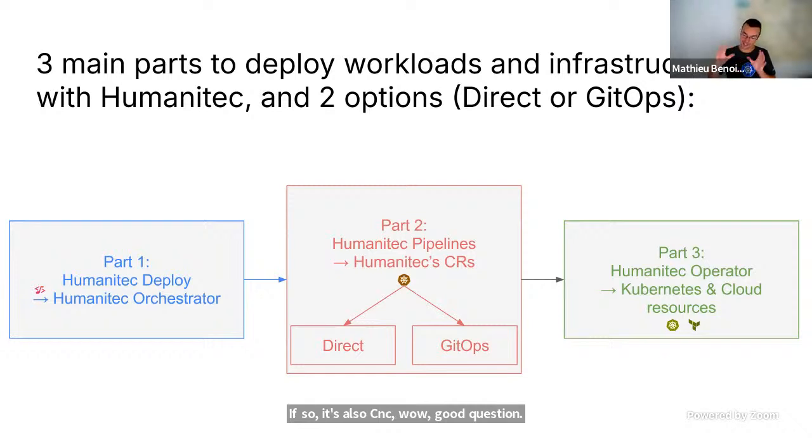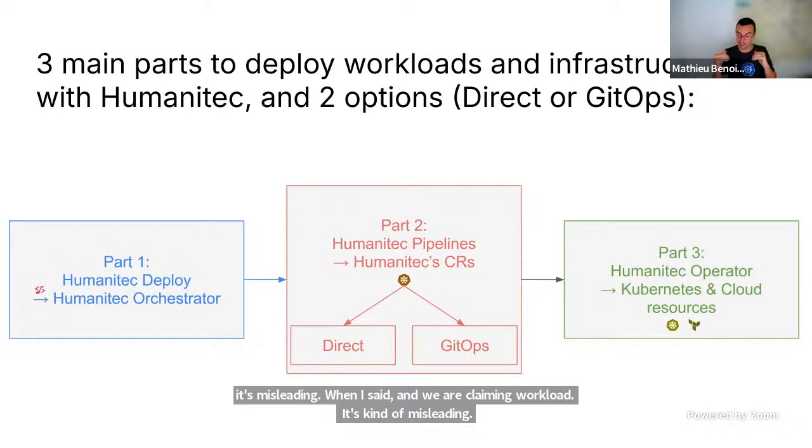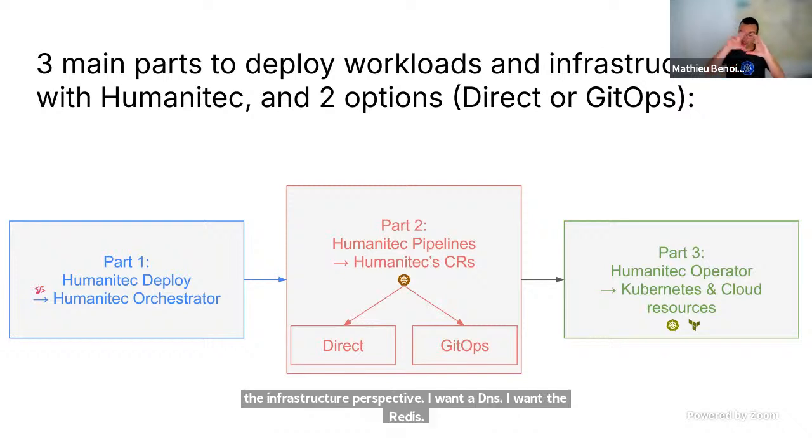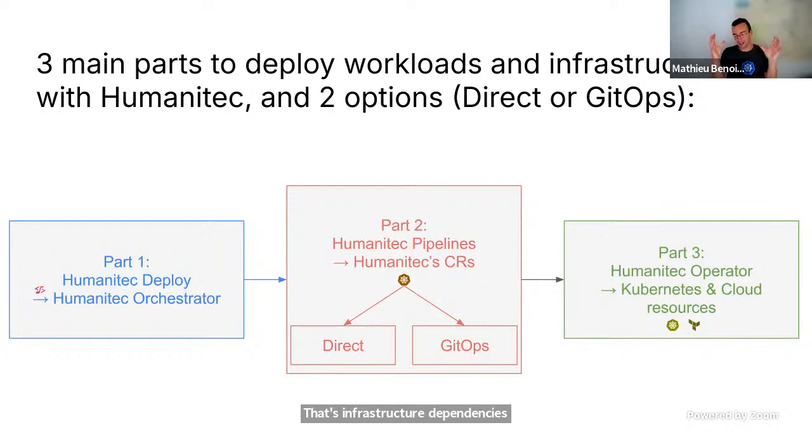Actually, it's misleading when I said we are claiming workload specification. It's kind of misleading, because your question is good: it's for the workload part as well as the dependencies from the infrastructure perspective. I want a DNS, I want a Redis, that's infrastructure. Those are the dependencies of the workload. So on the workload spec, there is the workload itself, the containerized workload specification, information, metadata, plus the dependencies. Here it will go in container and deployment in Kubernetes, let's say, and the infrastructure pieces. So it's both. That's a good question. Thank you for asking.